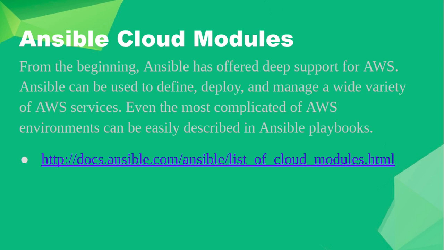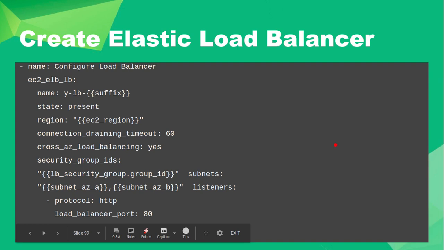There are a lot of things which Ansible supports. If you want to see more information about the Ansible modules which support cloud environments, you can see this particular link. Now let's say with the help of Ansible you want to create an ELB, an Elastic Load Balancer. This is a simple YAML file, and you can do it simply. This is the task, configure load balancer. This is the module ec2_elb_lb. I am just giving a name. Then the state is present. You give the region, and connection draining timeout of 60.